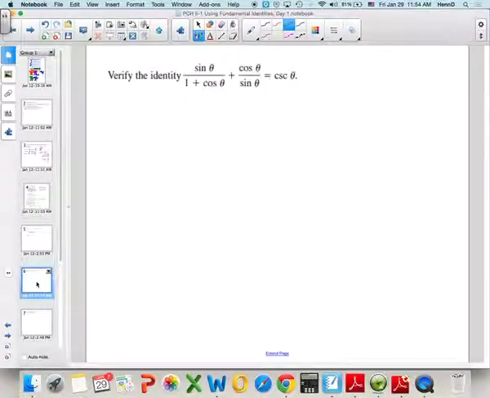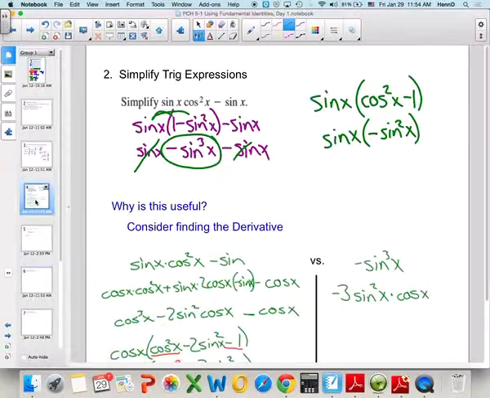One other example here I want to work our way through. You're asked to verify the identity. And I want to give you a rule here. Oh, I forgot a rule back here. It's not really a rule, it's more some key things to remember. You may want to write these down in one list as we come across them. When you see a trig function squared, think Pythagorean identities. Think Pythagorean.